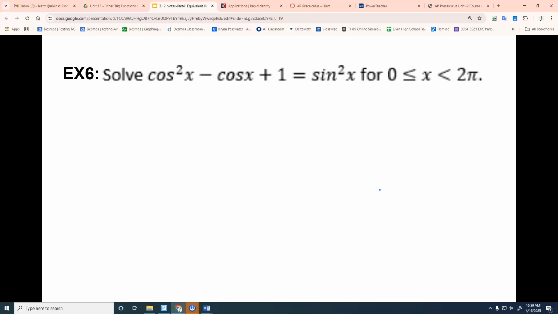All right, let's look at this one. This one almost looks like the problems we've already done. I've got cosine squared x minus cosine x plus 1, which we did some factoring on. It almost looks like what we did before, but it's not equal to 0. It's equal to sine squared x here. So I can't do this problem with a sine squared and a cosine squared, right? What do you think, Molly?